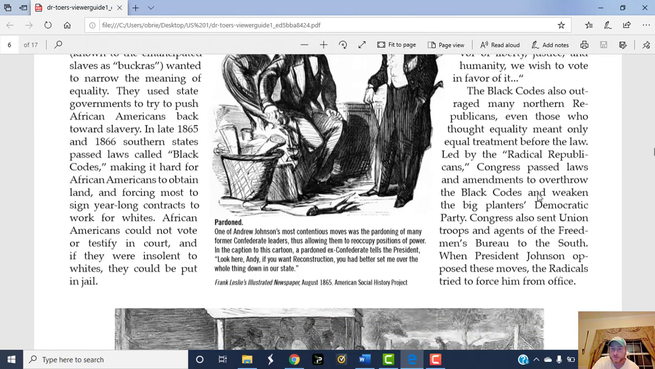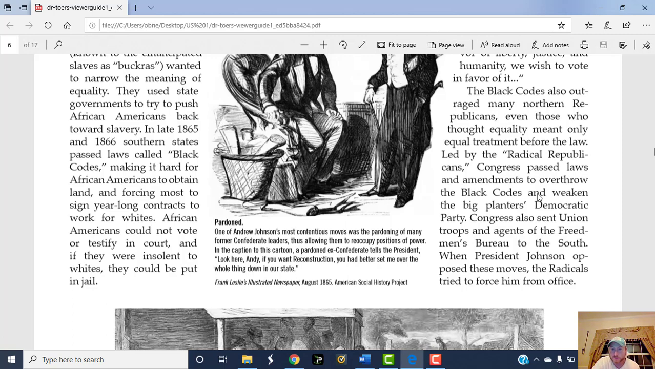The Black Codes also outraged many Northern Republicans, even those who thought equality meant only equal treatment before the law. So what I'm saying here is just the Black Codes. Moderate Republicans weren't all that eager to do more than just free the slaves, but those Black Codes really appalled them.